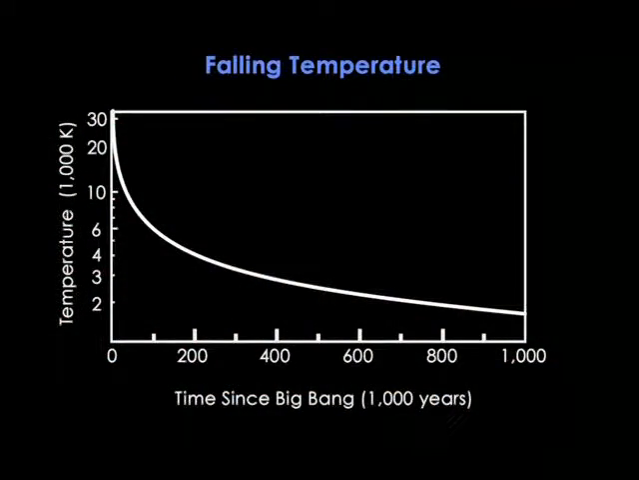Let's now consider the temperature during the first million years. Remember that the young universe was very hot, but it cooled as it expanded, following this curve. At 50,000 years, it was 10,000 degrees. At 400,000 years, it was 3,000 degrees. And by 1,000,000 years, it was 1,800 kelvins. That's 1,500 centigrade. It's about the melting point of iron.